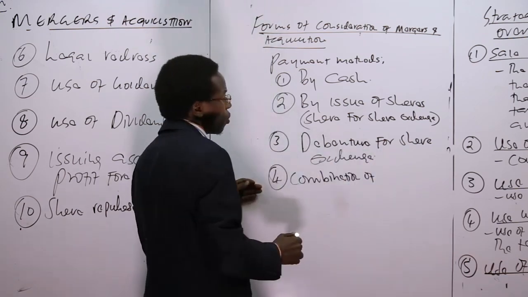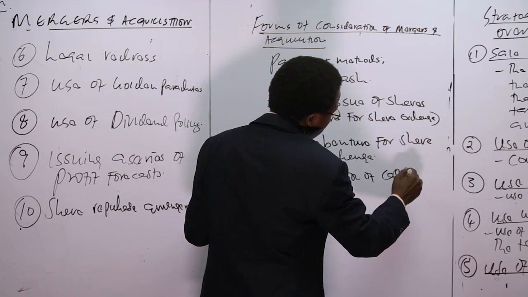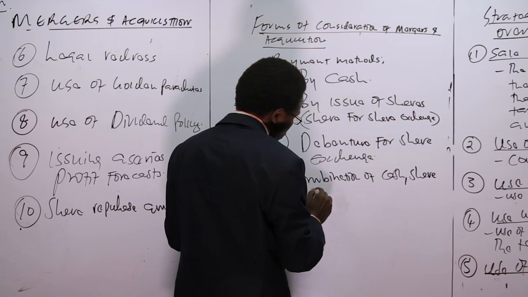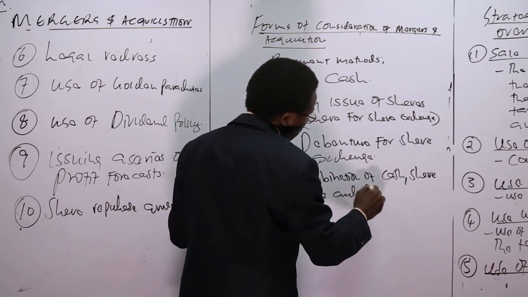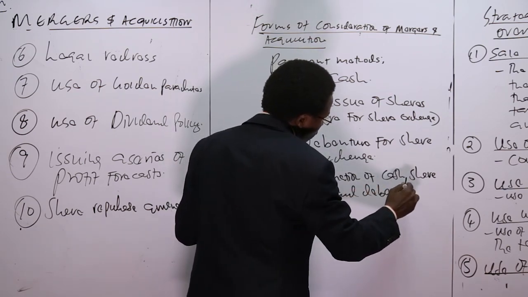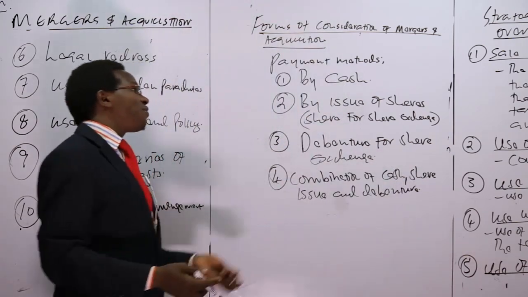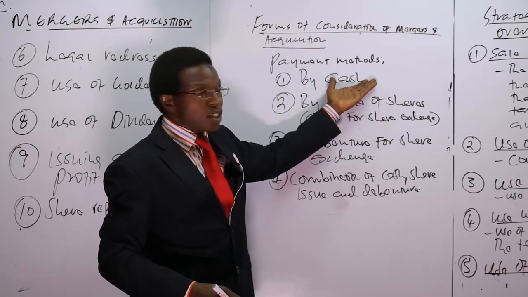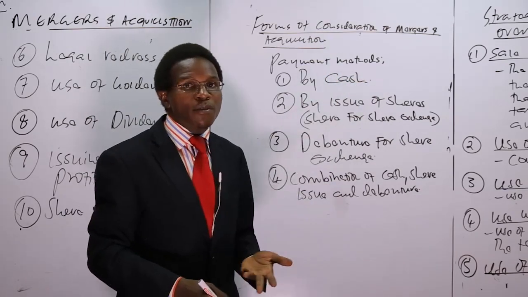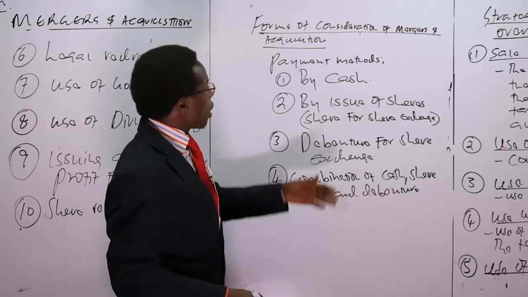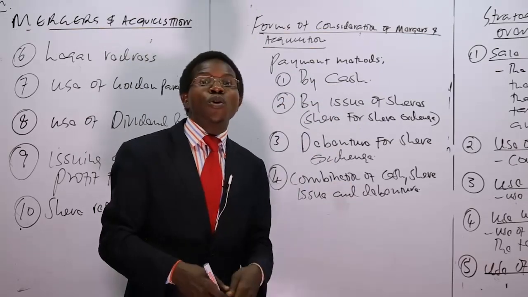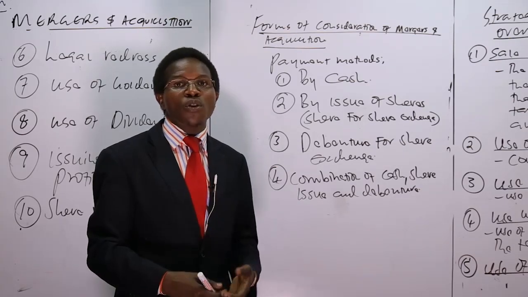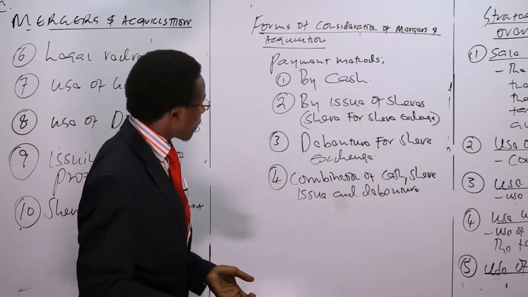A combination of cash, share issue, and debenture. So there are various advantages if you talk of why we need to use cash. If you use cash, that is only if the cash is available. If you use cash, then it means that there will be no dilution of the earnings per share. There will not be dilution of control in the new company.